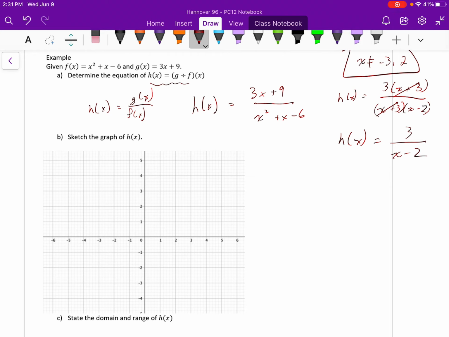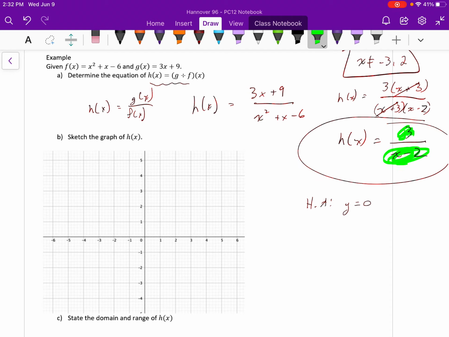So, dealer's choice, you know how to graph this. You could graph this by graphing f of x and g of x, and then just taking the y values of the g divided by the y values of the f for each x value, or you could simply jump to a different unit and graph this. What we should see, though, is a horizontal asymptote of y is equal to 0. That is because the degree of the numerator is less than the degree of the denominator. Under that condition, we have a horizontal asymptote of y is equal to 0.